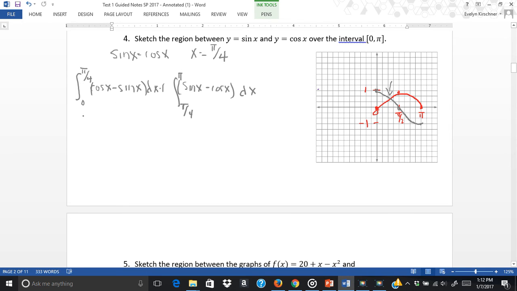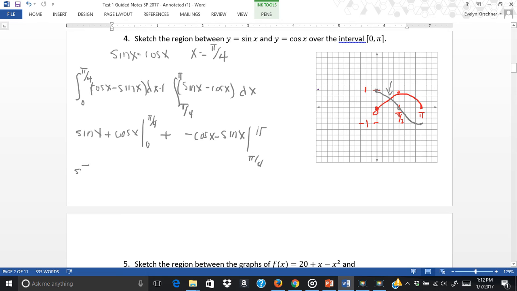We know that the integral of cosine is sine, the integral of negative sine is cosine, and I'm going from 0 to pi over 4, and then I have plus the integral of sine is negative cosine x minus the integral of cosine, which is sine x, from pi over 4 to pi. Now I just have to evaluate it.